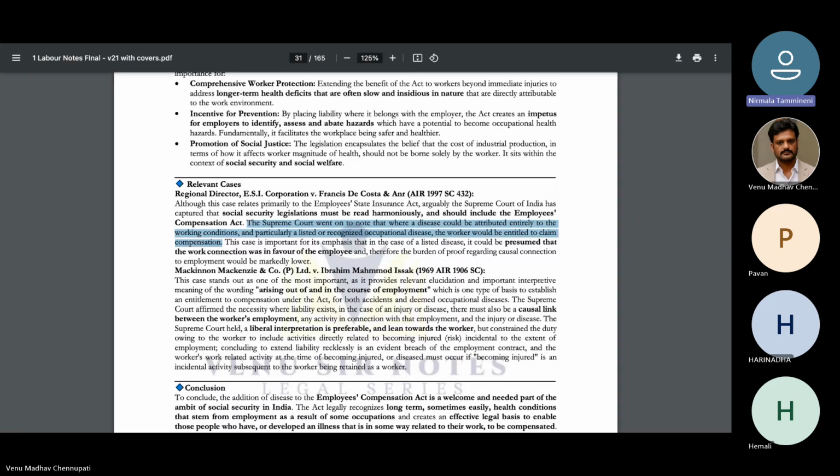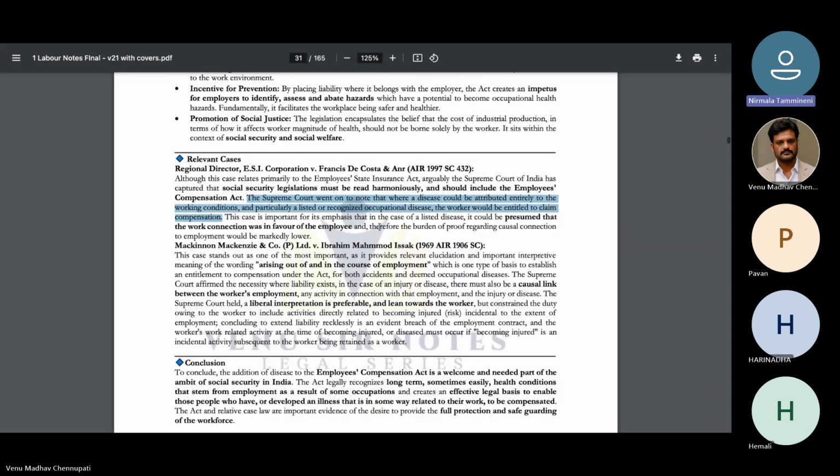This case is important for its emphasis that in the case of a listed disease, it could be presumed that the work connection was in favor of the employee, and therefore the burden of proof regarding causal connection to employment would be markedly lower. So it is tilted in the favor of the employee once this is proved. So this case apparently has multiple dimensions. So one can quote it in several concepts.